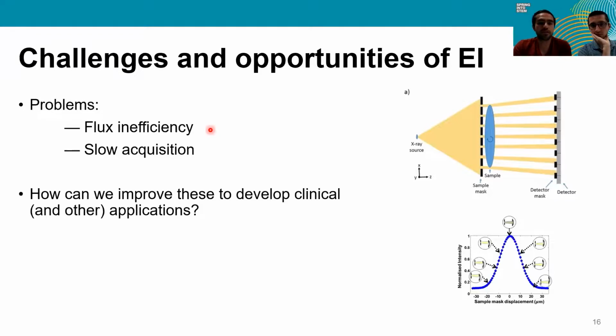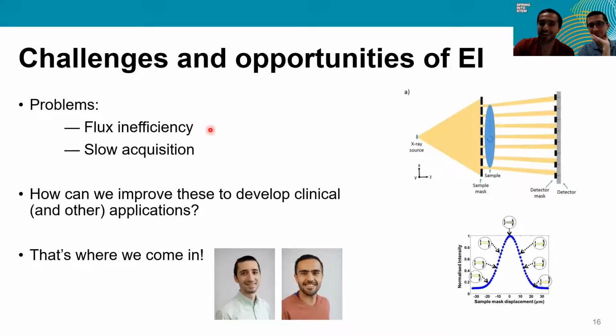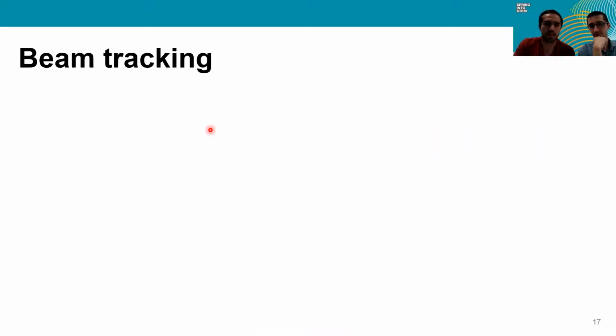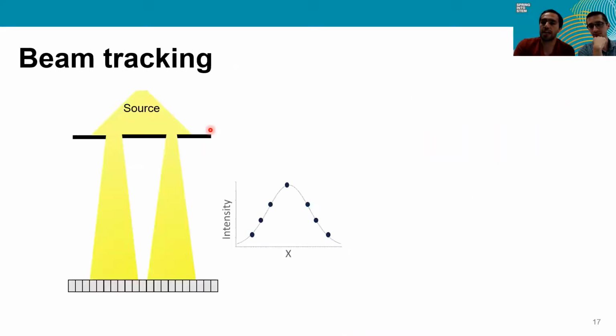So, well, how can we improve these to develop clinical and other applications? Here is where we come in as PhD students and researchers, and many people in our group making huge efforts to translate this technology towards the lab and the hospitals. And for instance, one thing I'm working on is beam tracking. Beam tracking, instead of using only one pixel and then scanning that mask over that one pixel of the detector, uses multiple pixel detectors to sample this thing called the illumination curve. Basically, it gets rid of the sample mask displacement.